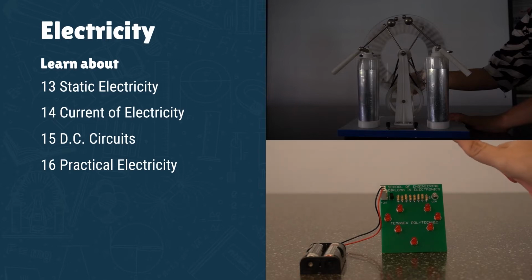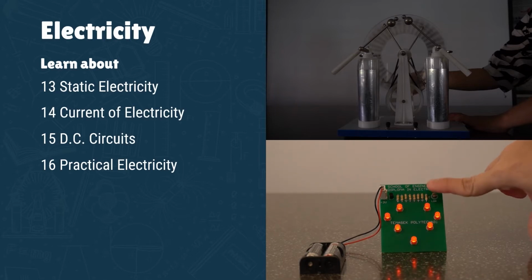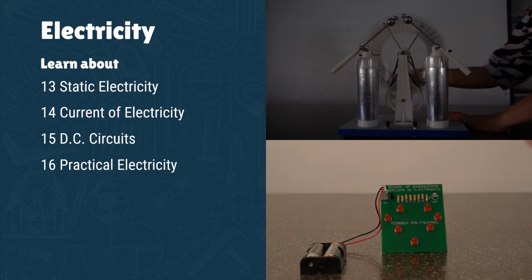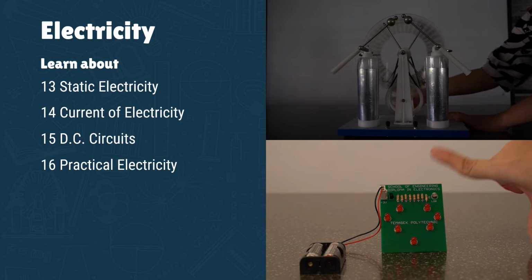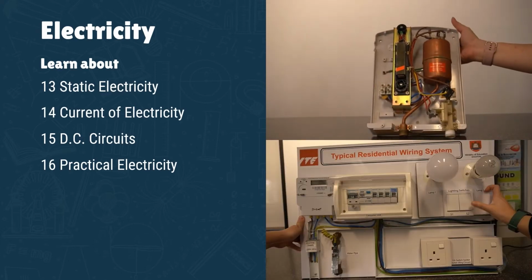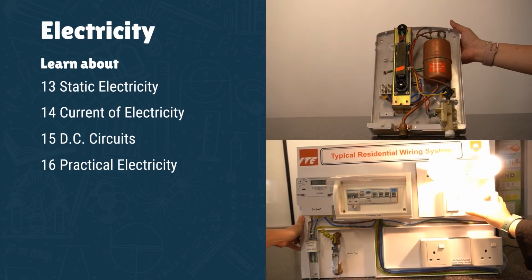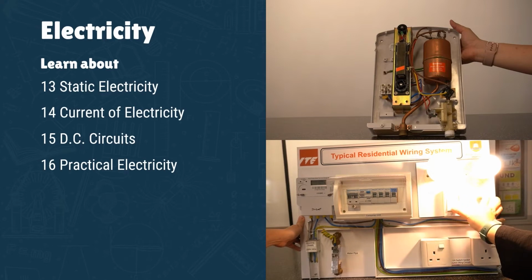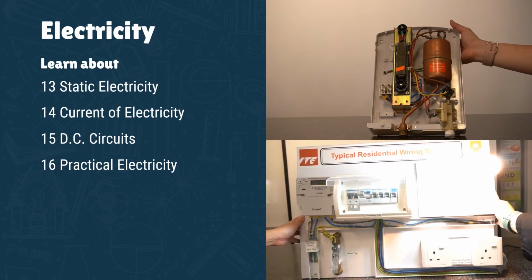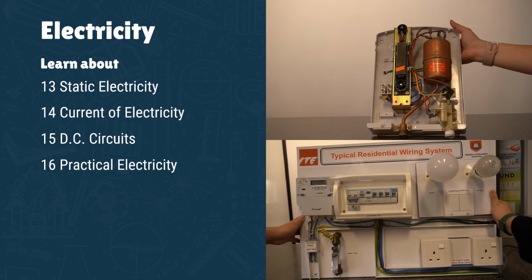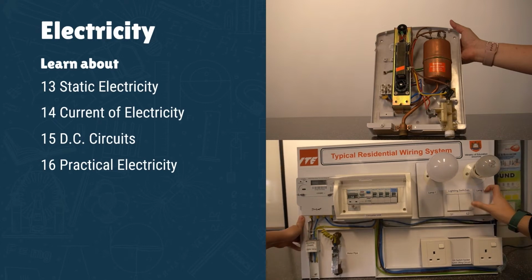And in the DC circuits, learn about how electrical components such as the LDR can be used as an automatic switch. We'll also be picking up practical skills and learning how to wire common household appliances, and also learn about how a typical residential wiring system looks like, and how we actually add in safety measures such as earth wire and circuit breaker to make the use of electricity safer in practical electricity.